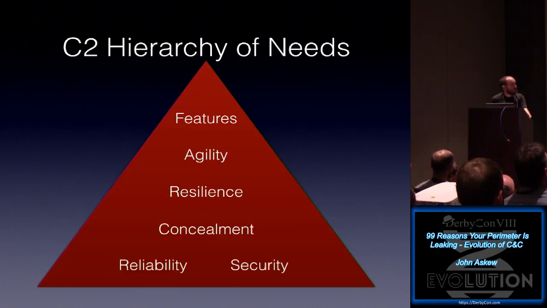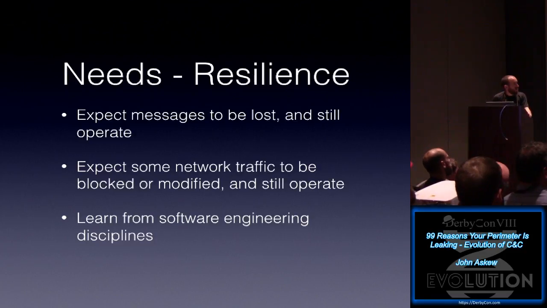That's what that is. So, yeah, resilience. I'm going to repeat myself here. Sorry, slides got a little bit out of order. Expect messages to be lost and still operate. Expect some network traffic to be blocked or modified and still operate. And try to learn from other software engineering disciplines. There's a lot of stuff out there on message passing and on consensus and things like that. We don't have to get too advanced, but there's some things we can pick up there and apply to our tools.